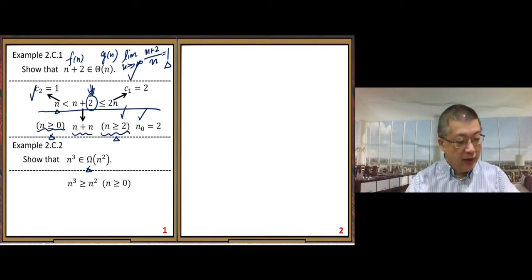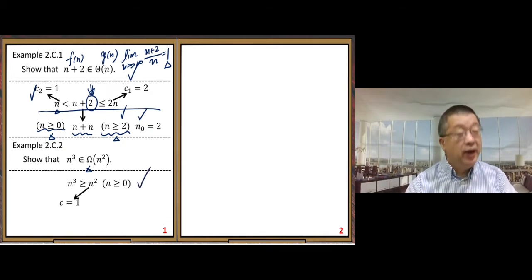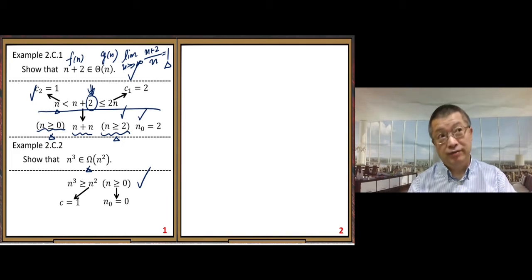So we know it's true. Then we get the constant c equals 1 and n0 equals 0. So we prove it.